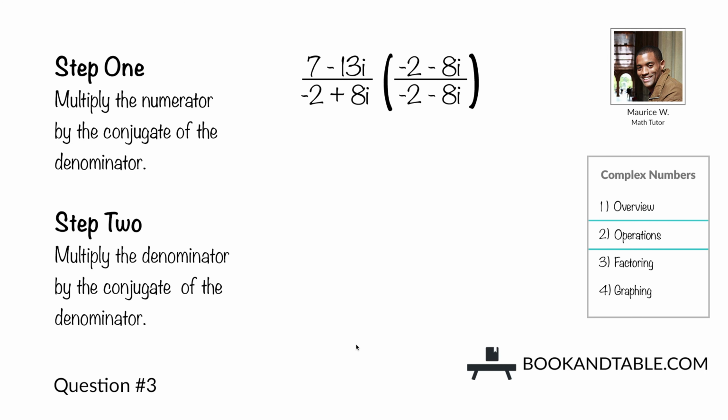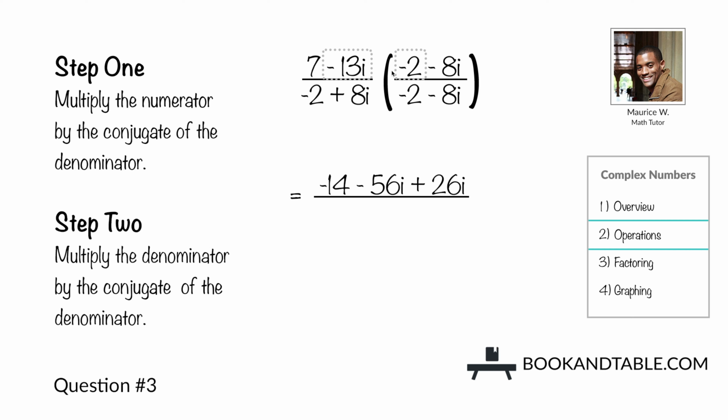Let's take a look at question number 3. We were asked to find the quotient of 7 minus 13i divided by negative 2 plus 8i. We first want to multiply the numerator by the conjugate of the denominator. The conjugate is the result of switching this plus to minus. So we're going to multiply the numerator and denominator by negative 2 minus 8i. When we do so, we multiply 7 times negative 2, and that gives us negative 14. 7 times negative 8i gives us negative 56i.